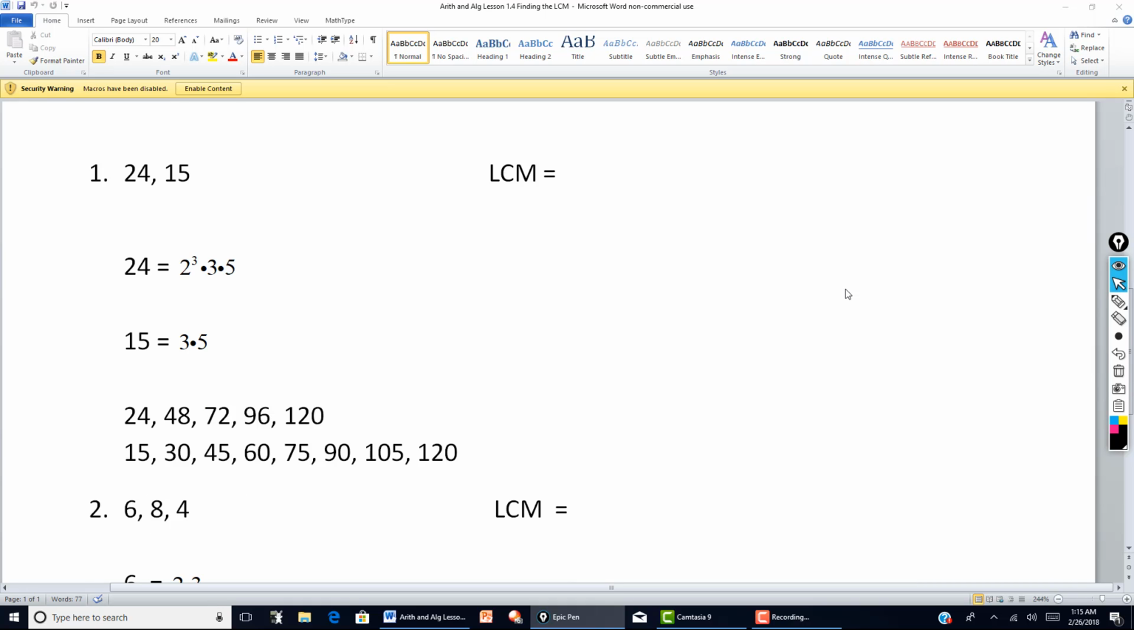Now we have three numbers. So these could be denominators. You could have something like 3 over 6, 7 over 8, 1 over 4, and you were adding those fractions. So we want the least common multiple. Again, if these were denominators, it would be the least common denominator.